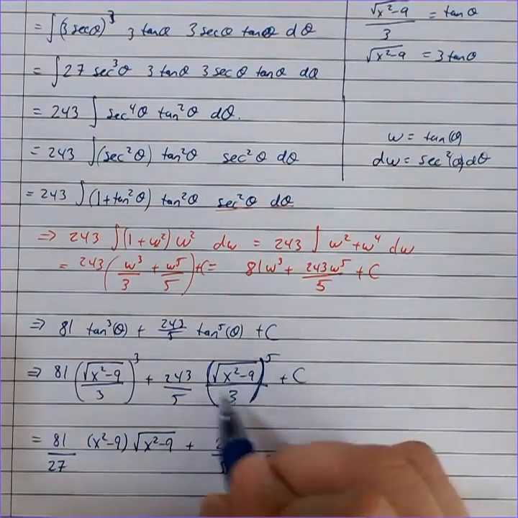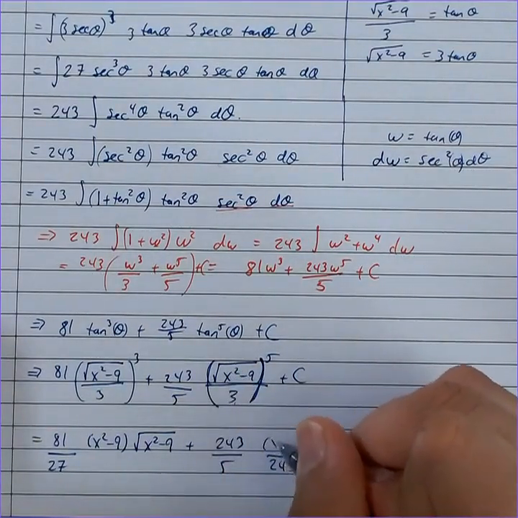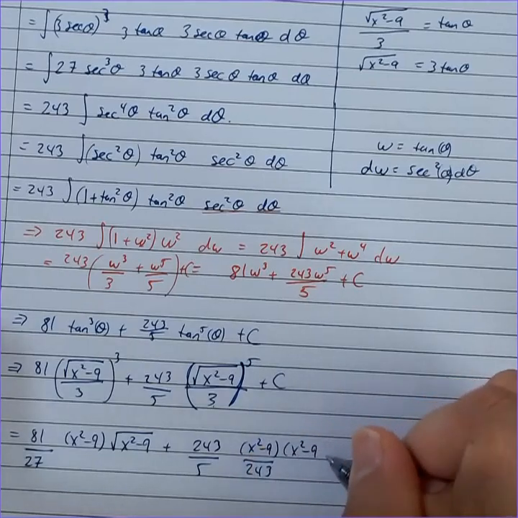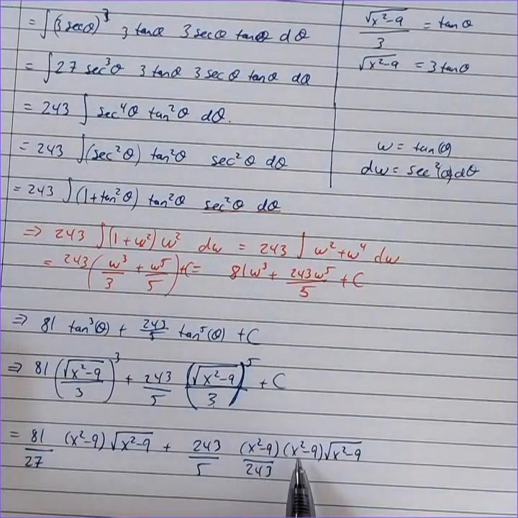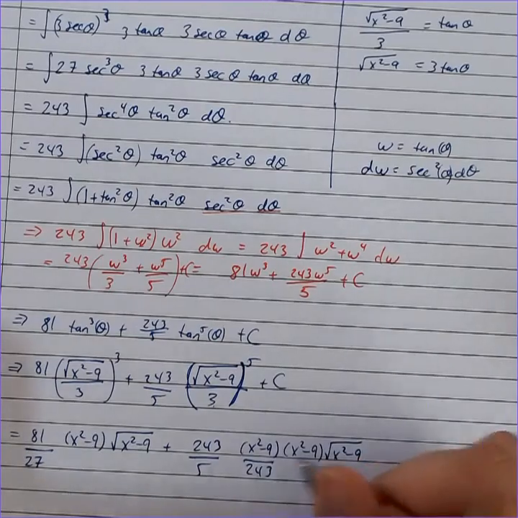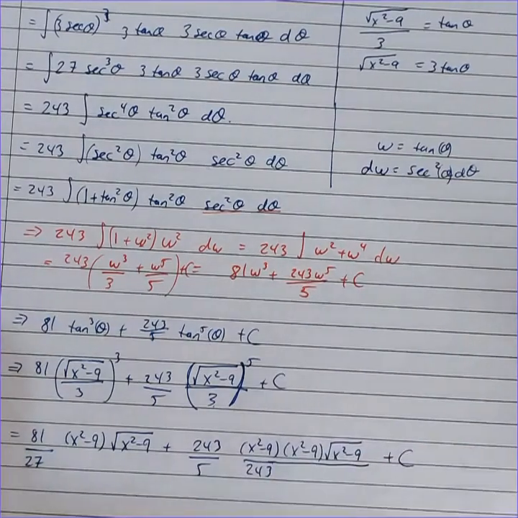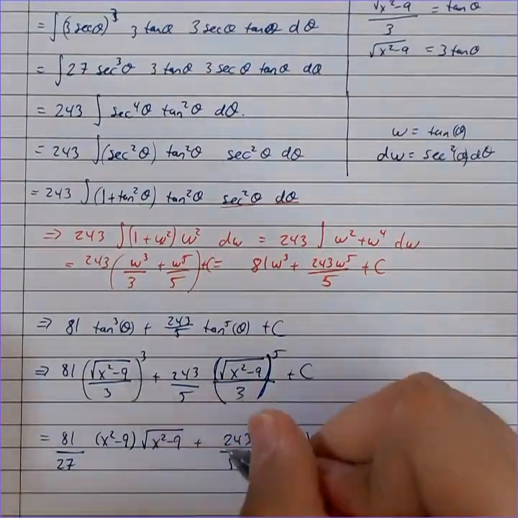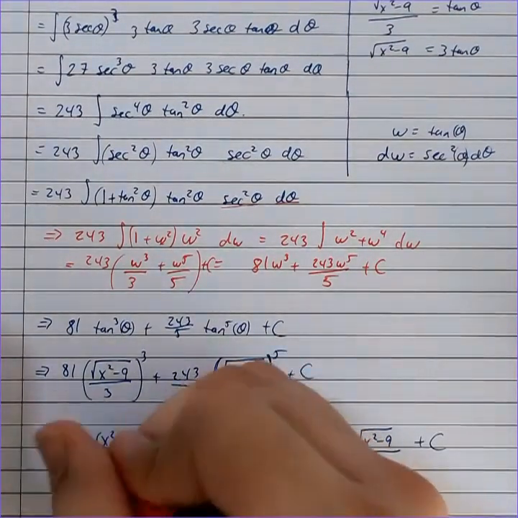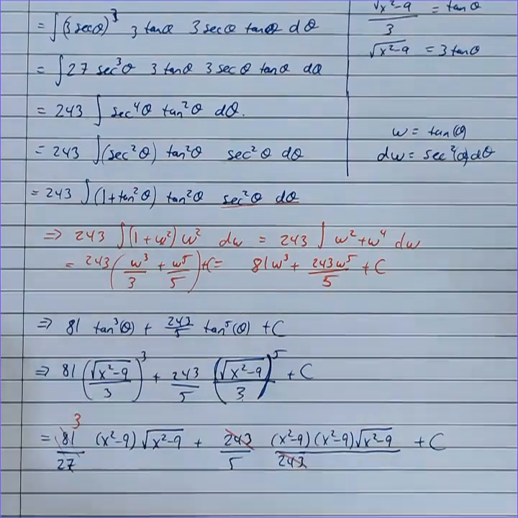And now raising this to the fifth power will give me x squared minus 9 times another x squared minus 9 times the square root of x squared minus 9. 2 square roots, 4 square roots, and one more makes 5 square roots. Plus our constant of integration. Some stuff will simplify here. Those are both gone. Here, 81 over 27, that's just the number 3.